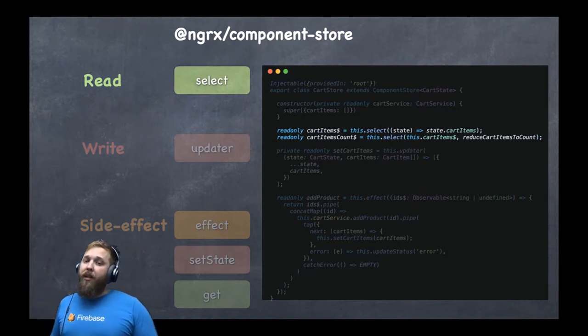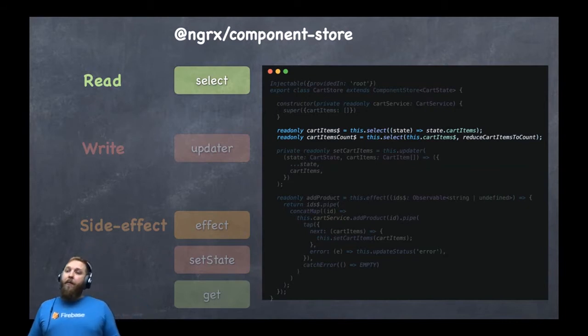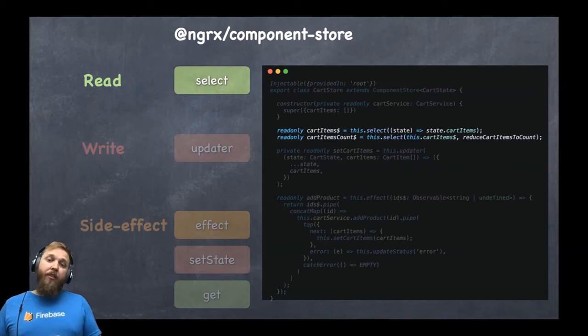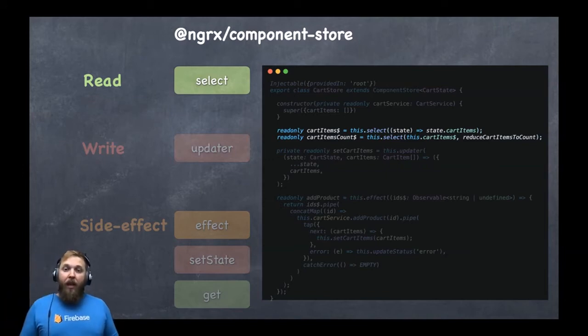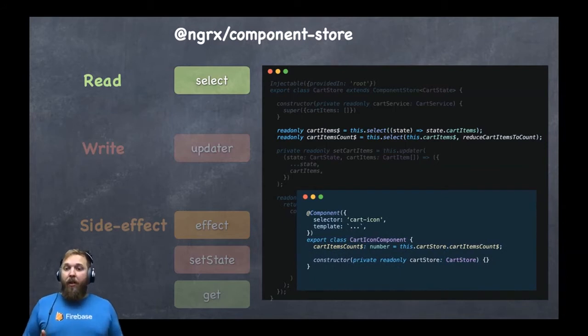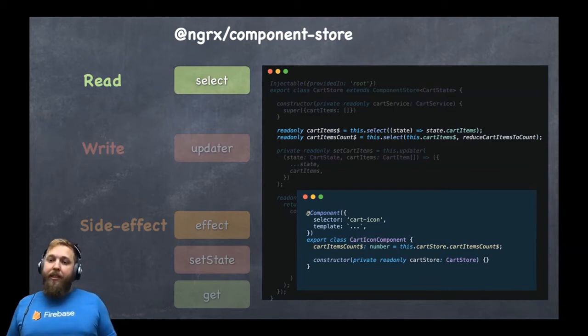On top of it, they also track when they need to destroy this service, so they'll unsubscribe from that. Okay, so those are selectors. Let's see how we can use it. So we will inject this cart store the same way we inject the service, and we'll start listening for this cart items count, and that's it, right? So our components stay simple.